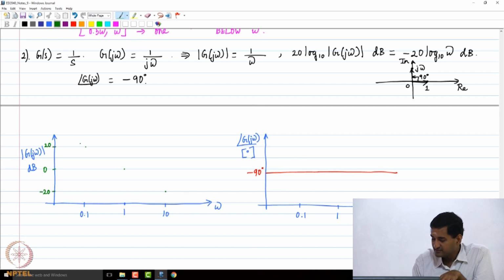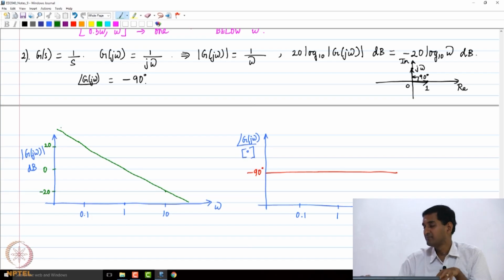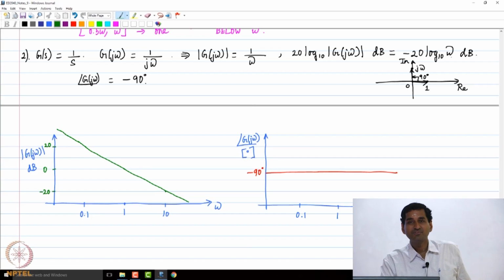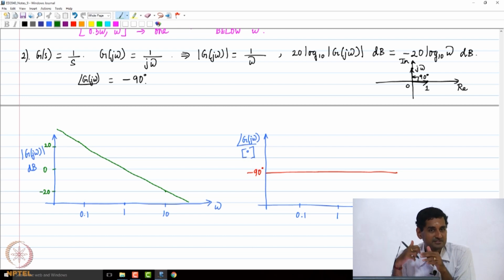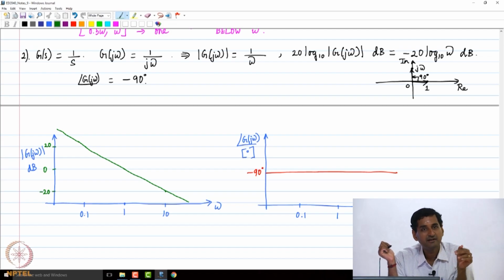So immediately you see that the magnitude curve is going to be a straight line. It is a non-linear function of omega, but it's a linear function of log of omega. If you call log of omega to the base 10 as x, this is like minus 20x. So it's a straight line once you have the abscissa in the logarithmic scale. And you can immediately see that the slope of this line is negative, because as omega increases, the value is decreasing.